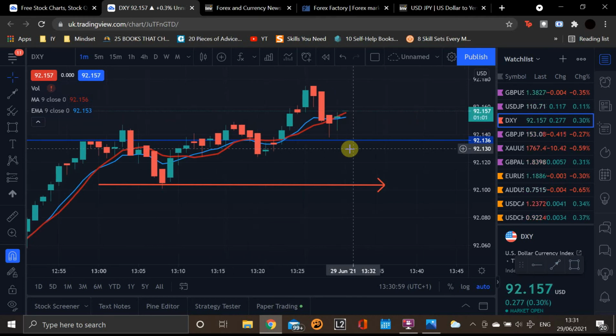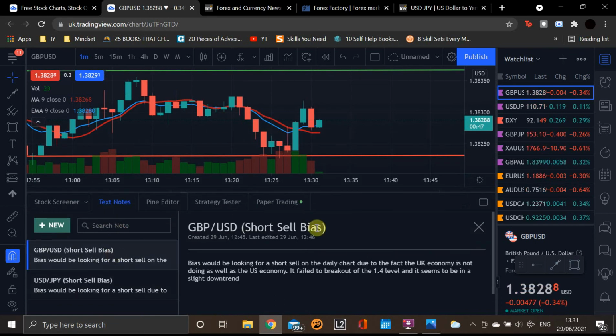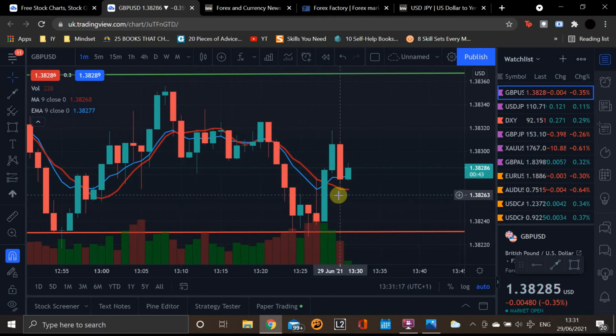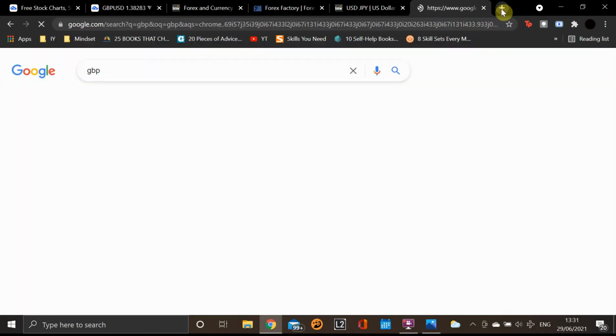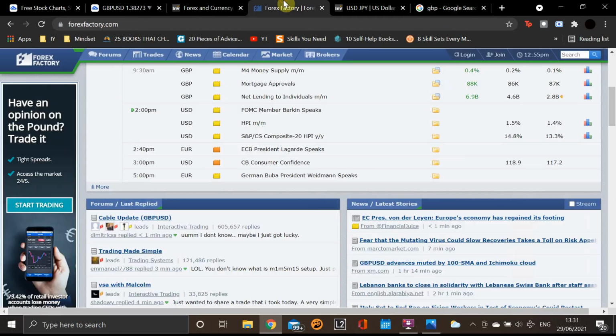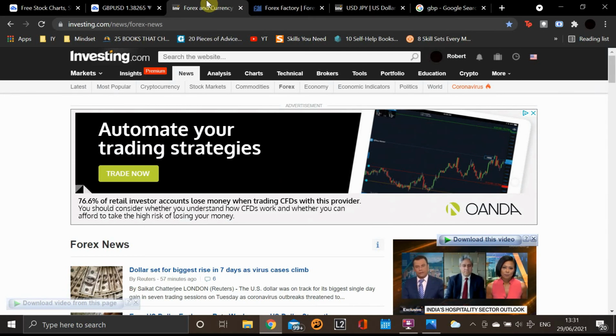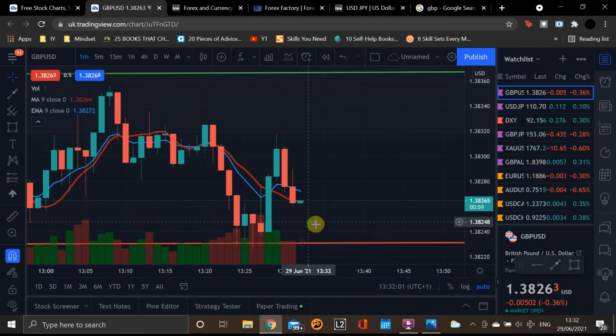So yeah, so that's GBP USD. So I did think my bias, as you can see, was that there's a short sell bias, but they change sometimes just based on what I see. So it went up a little bit. Okay, it's climbing down just a little bit.